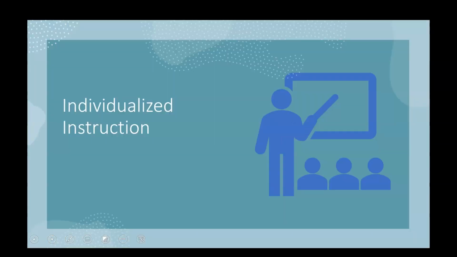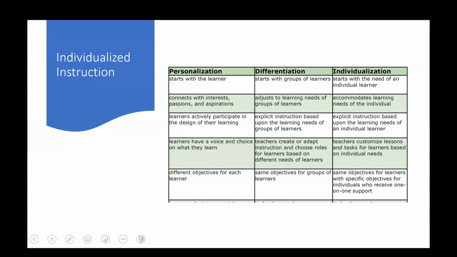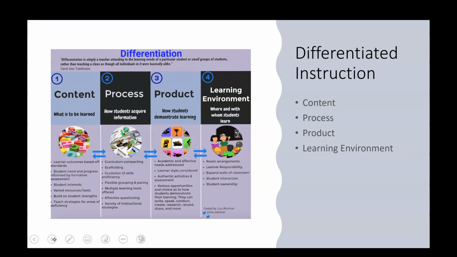So now we're going to talk about individualized instruction. This could be differentiated instruction, personalized learning, or another form. So Barbara Bray and Kathy McClaskey created a table to compare personalization, differentiation, and individualization. And I'm sure that you saw that in the module notes and the link to see the full table. Differentiated instruction is varied content, process, product, and learning environment. These are the different ways that you can differentiate.